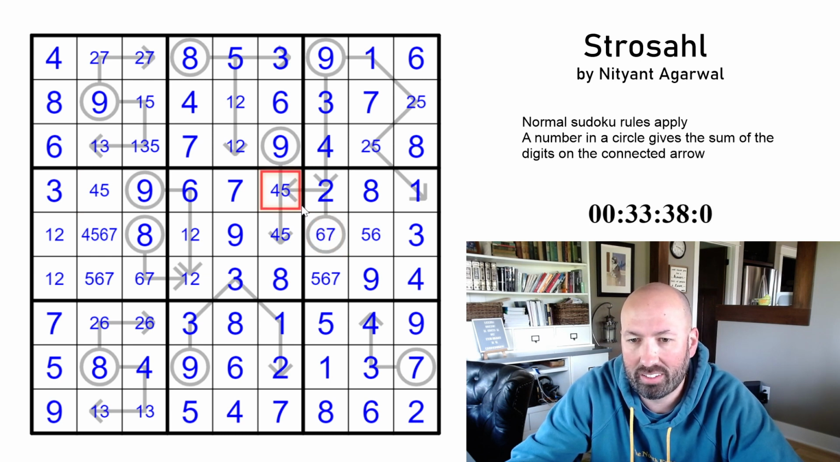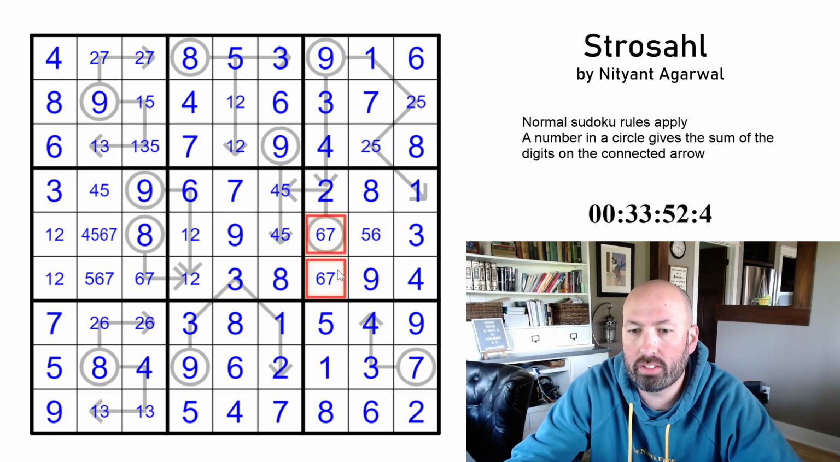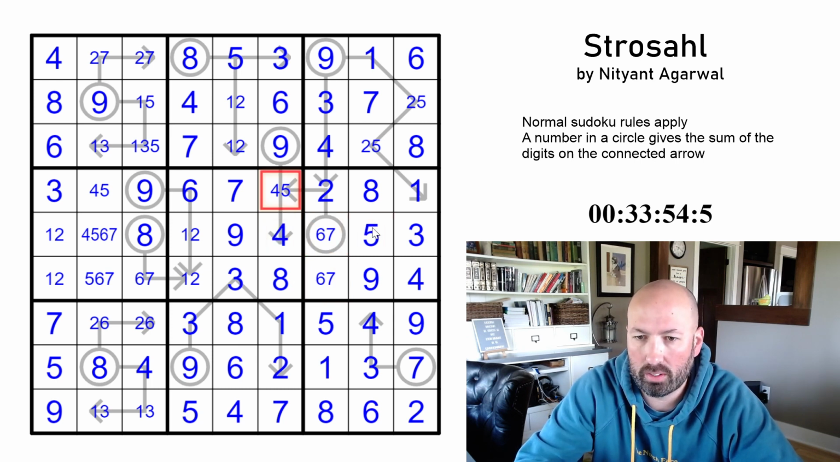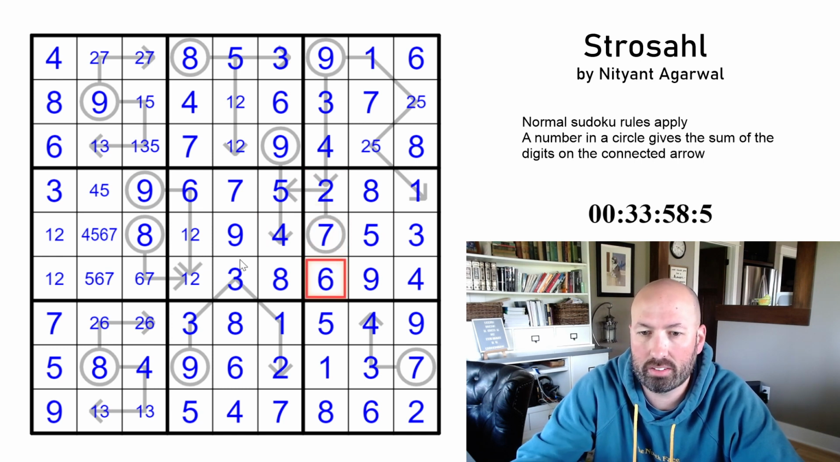We still haven't figured that out. But surely we've got enough now to finish this off. That can't be a 5. So this is a 6, 7 pair. That's a 5. 4, 5, which makes this a 5. 5, 2 gets to a 7 and a 6.